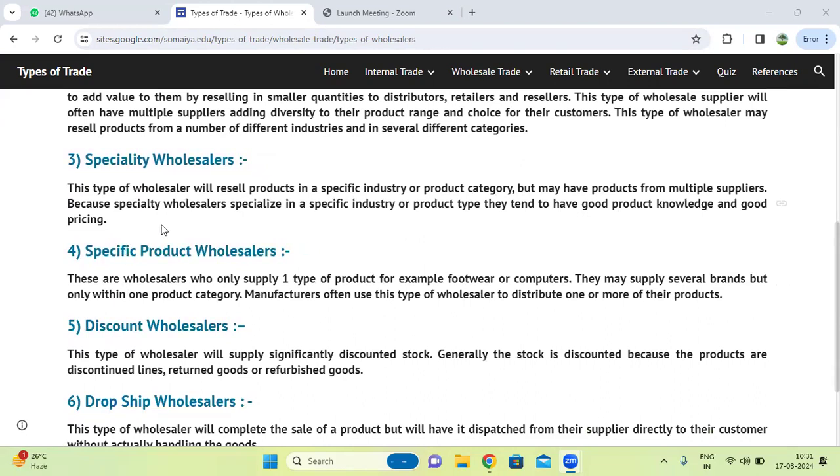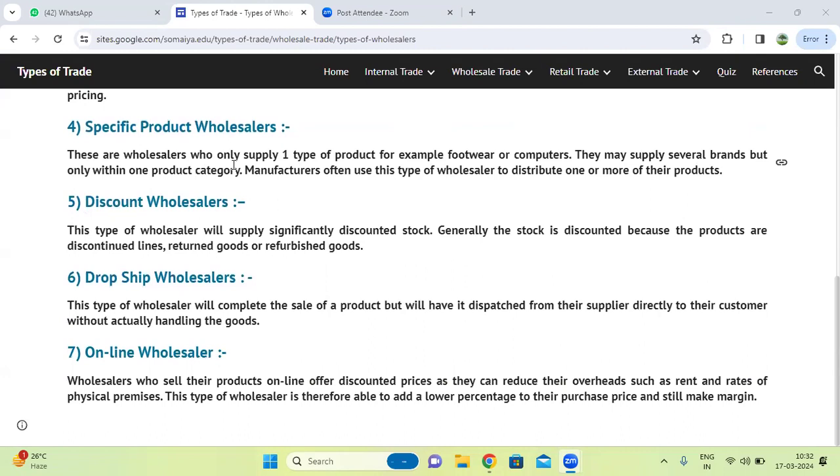Next one, specialty wholesalers. Specialty wholesalers resell products in a specific industry or product category, but may have products from multiple suppliers. Because the specialty wholesaler specializes in a specific industry or product type, they tend to have good product knowledge and good pricing. They supply to a particular industry and particular product. So this is the specialty wholesaler.